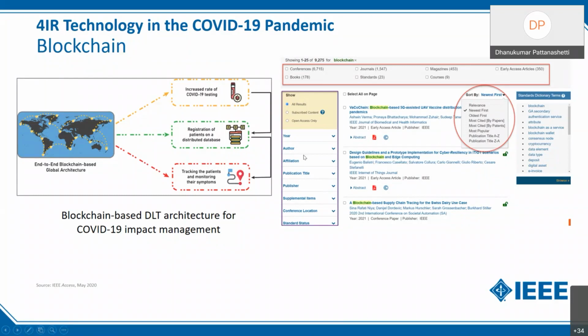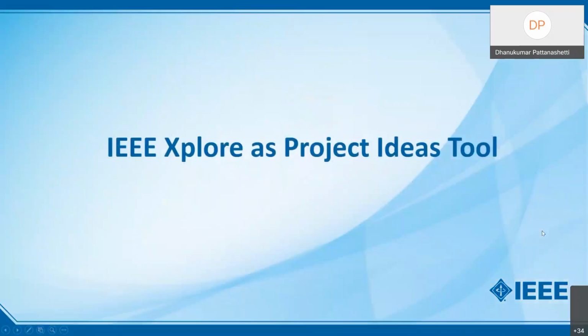And also on the left hand side, we provide you many more refining options. So you can look at who is the famous author here, which journal carries more number of articles. So tomorrow, if you have an article on blockchain you would like to publish in a journal, probably you can visit this page and look at the publication title as well. So continue to look for IEEE.